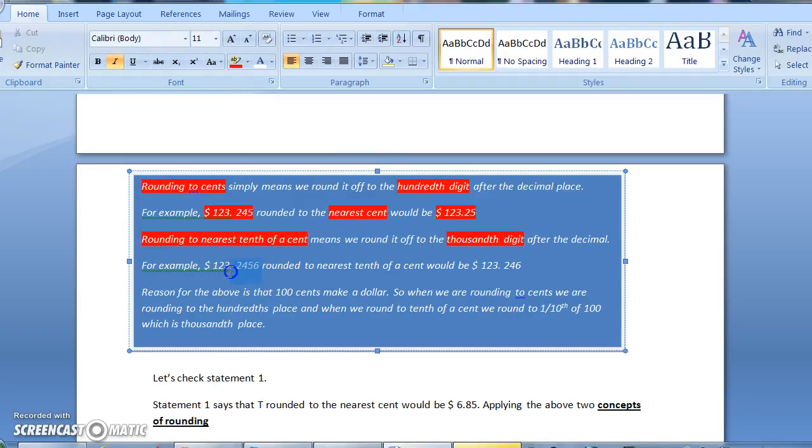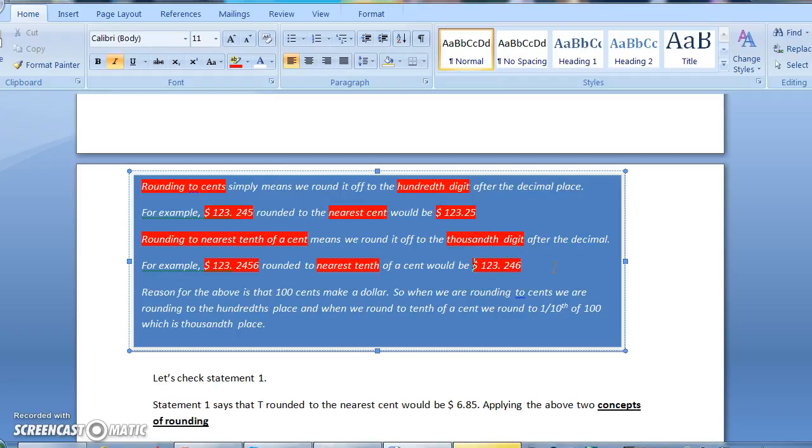Take a look. Here's your example. Let's say you are starting off with $123.2456. You are rounding it to the nearest tenth of a cent. So that implies we are rounding it to the 1000th. Look at the 1000th digit, which is 5. Look to its right, which is 6. Since 6 is greater than 5, we are going to round it up, and it's going to become 123.246. Hope this is crystal clear.